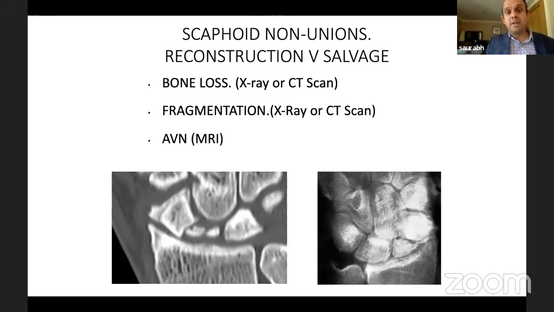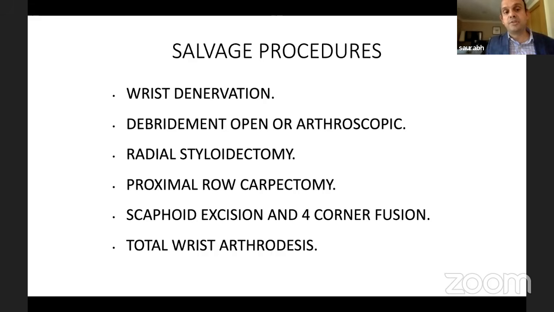So we'll talk about reconstruction in a minute, but let's see salvage procedures. Let's start with simple ones: radial styloidectomies, PRCs, four-corner fusions. If it's a SLAC or a SNAC 4, total wrist fusions. And sometimes in early stages, you can debride arthroscopically.